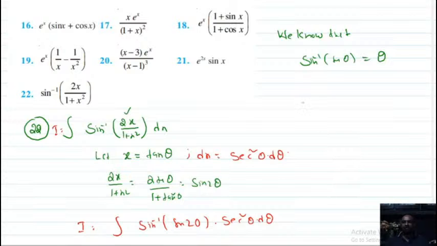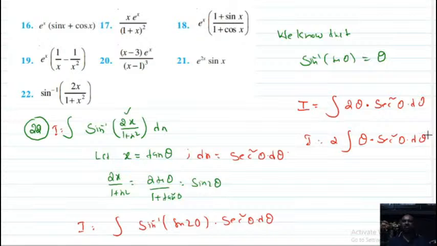So what happened to I? I is equal to integral of 2 theta into secant square theta d theta, or I is equal to 2 into integral of theta into secant square theta d theta. From here onwards you need to use integration by parts. The better function is the integration of secant square theta, which is tan theta, because the differentiation of tan theta is secant square theta. That's why I want to take this as the second function, and theta as the first function.